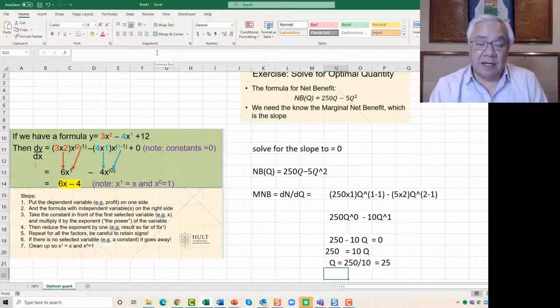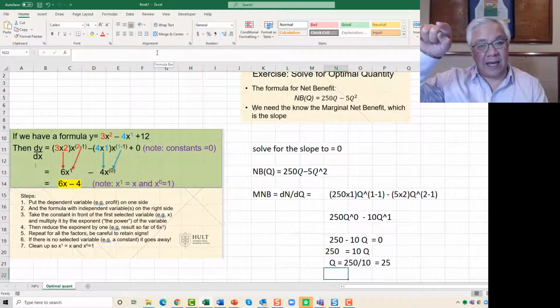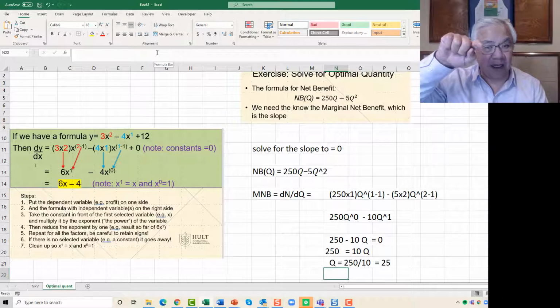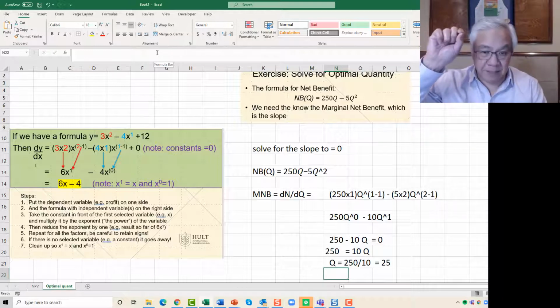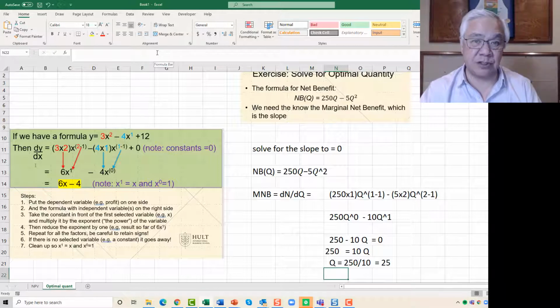So the answer here is the optimal point for this particular equation or set of equations that we turned into one net benefit equation is 25. So at that point, you've hit the peak, and anything less will earn you less money. Anything after earn you less money. But exactly at 25 is your optimal level of production or sales in order to reach maximum benefit.